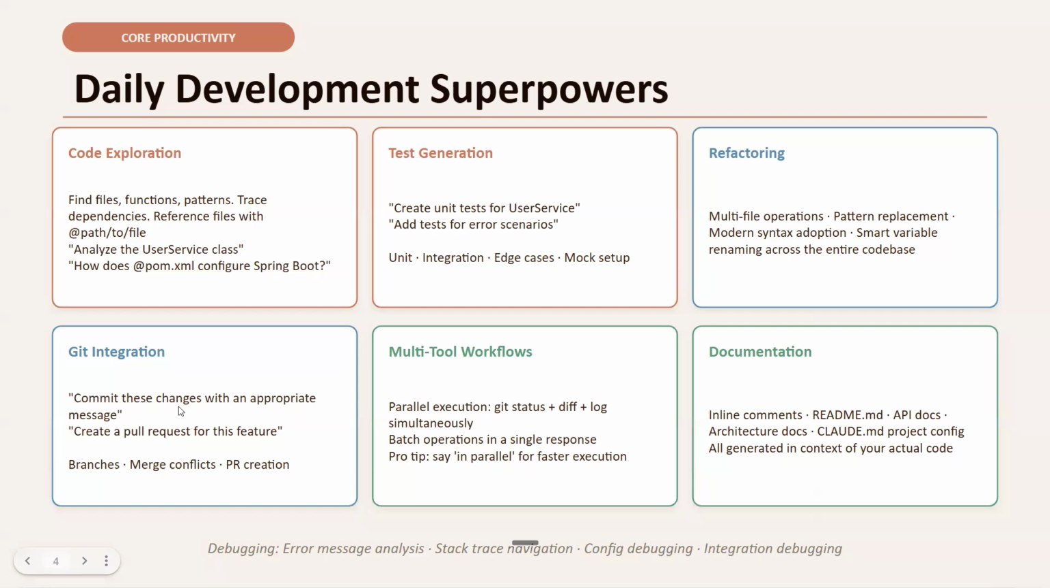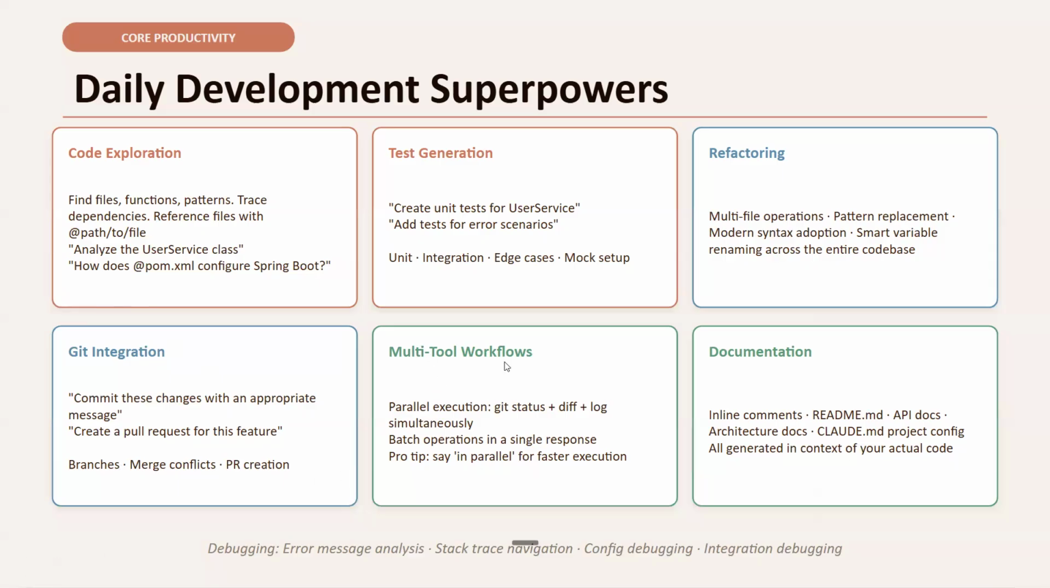Git integration: commit these changes with the appropriate message automatically, and Claude writes a professional commit message based on what you have actually changed. Like, create a pull request for this feature, and it generates the PR description. I have a merge conflict in the user service. Help me resolve it, and Claude will explain both versions and recommend the solution.